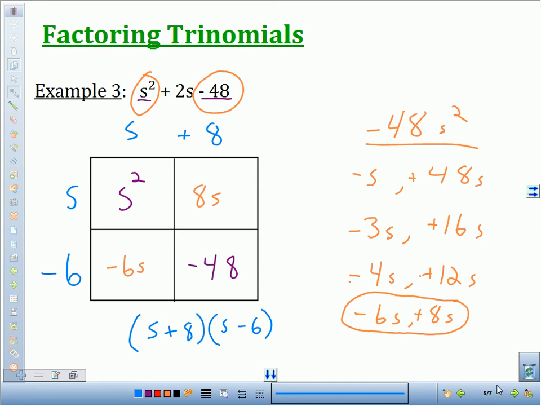Okay? I would like you to attempt to solve the two checkpoint problems. Remember, you'll need to draw your box. You'll need to fill in the top left and the bottom right, then find the factors that will add up to the middle number. Once you do that, bring the completed problems to class, and we'll see how we did.